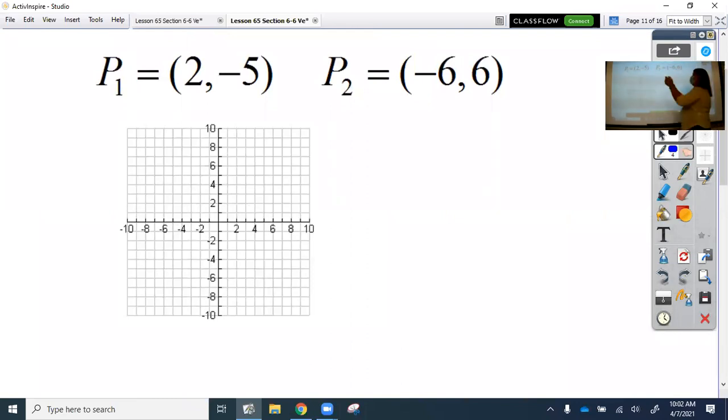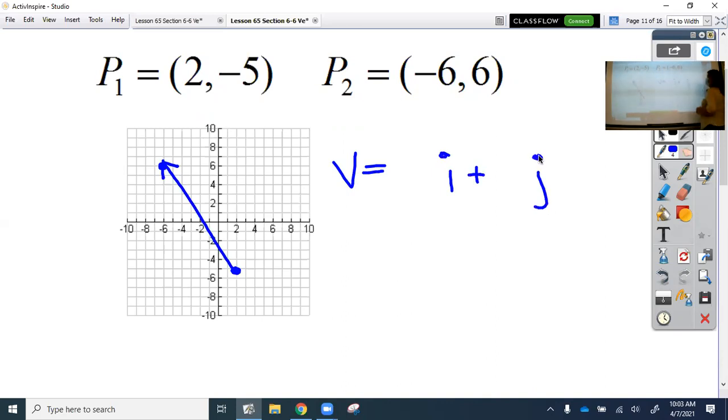And you can come up with the vector. Ready? Point 1, 2, -5. Point 2, -6, 6. All right, it matters that they're 1 and 2 because that shows me the direction my vector is going in. What did we just say about a vector? We said that it had an I and a J component. So I'm going to start writing my vector with an I and a J.